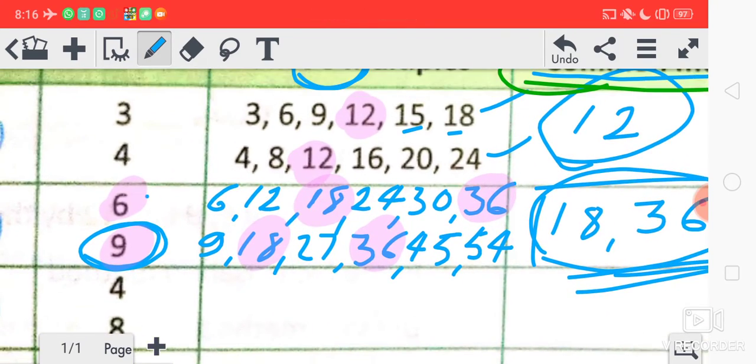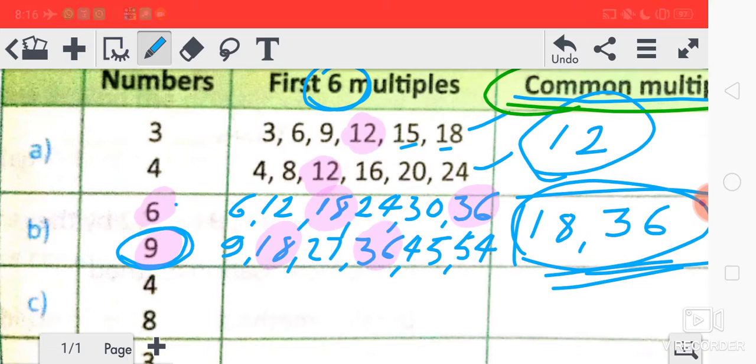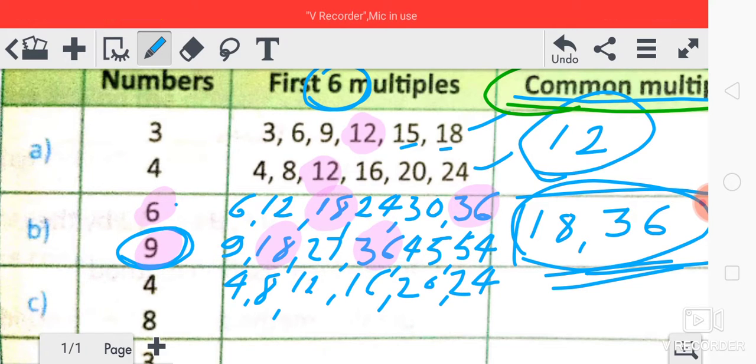First 6 multiples of 4. So again you'll write 4 1 is 4, 4 2 is 8, 4 3 is 12, 4 4 is 16, 4 5 is 20, and 4 6 is 24. Why have we taken up to 24? Because they are asking for 6 multiples, so 4 6 is 24.